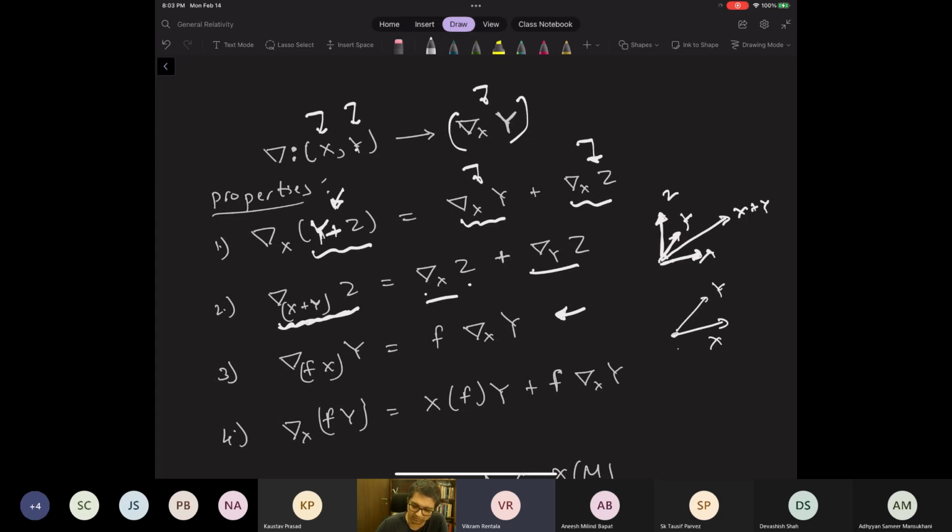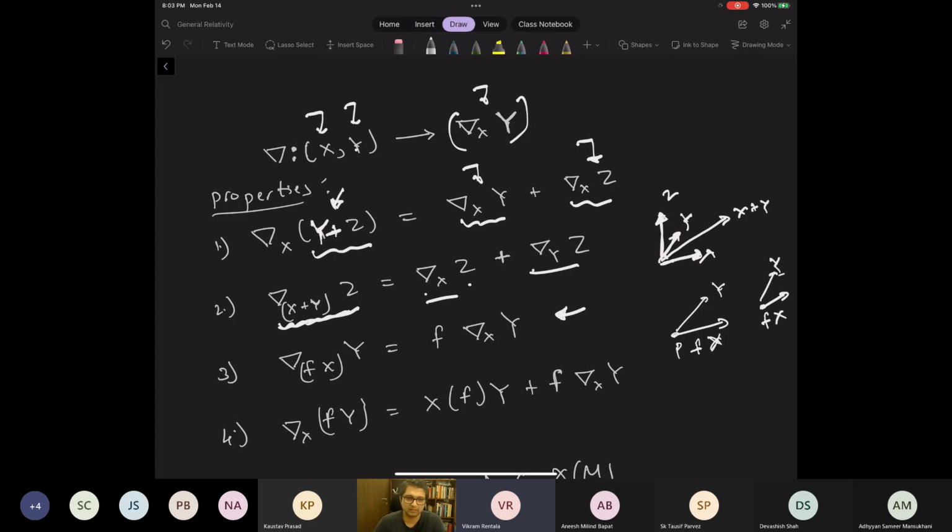Okay, this is of course only at a point. I will have different vectors at different points. So at this point, if we scale x by some f, which is a smooth function, at some other point this f could be different. This is f evaluated at the point q times x at the point q, and this is y at the point q.